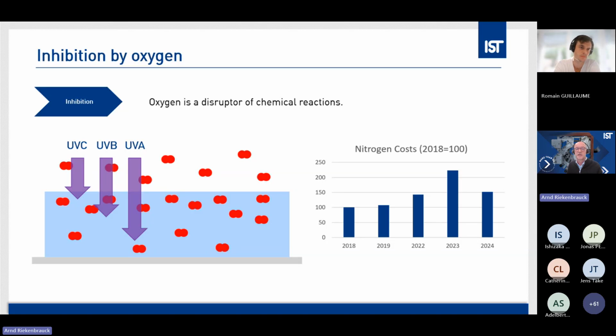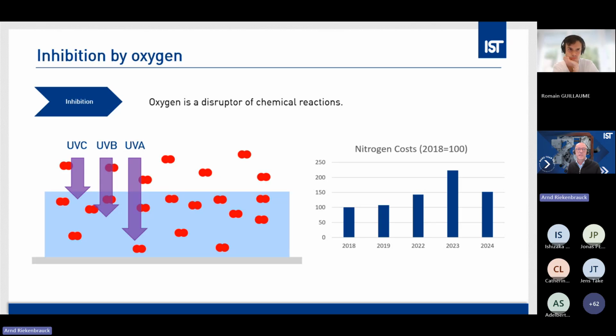inertization with nitrogen. But looking at the table on the right side, the nitrogen costs have risen. They have doubled up to 2023 due to the simple fact that they are proportional to energy costs. You need energy to produce the nitrogen. And they came down a little bit, but they are still a very important cost factor in production.